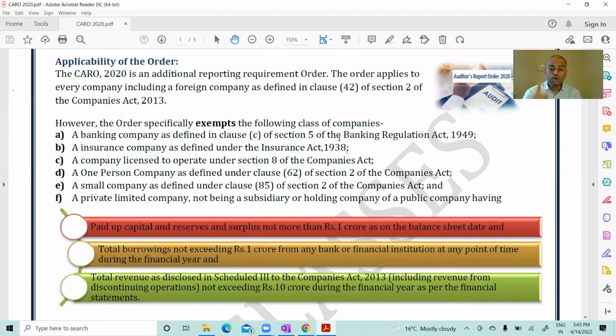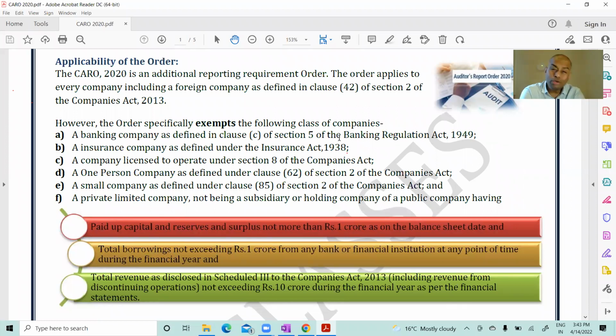Now tell me one thing, do you think CARO is applicable for a foreign company having business in India? Guys, tell yes or no in the chat box. Do you think CARO is applicable to a foreign company? The answers are popping up. Everybody is saying yes. The answer is right.